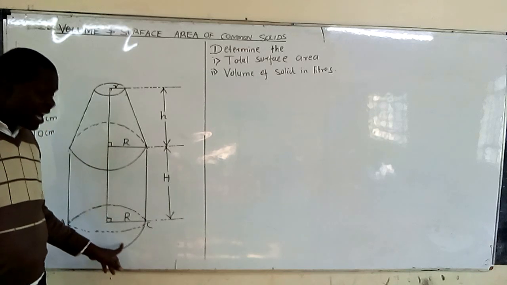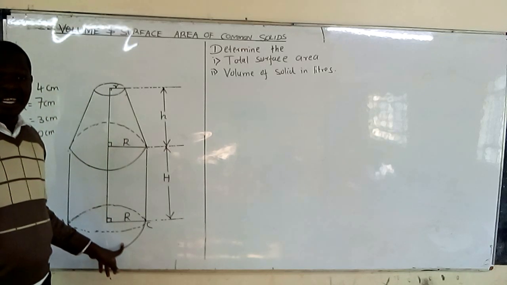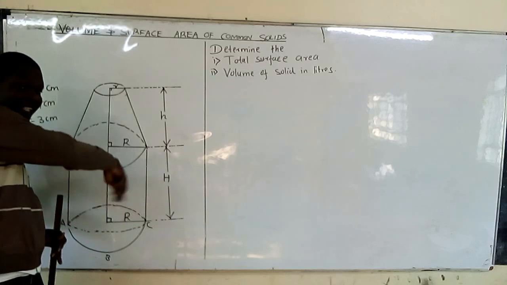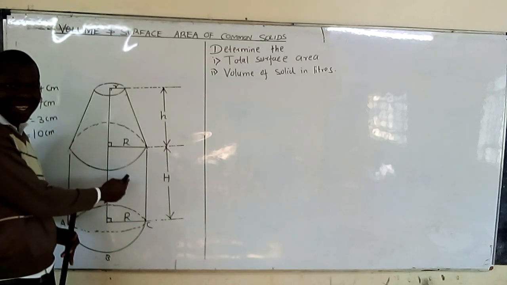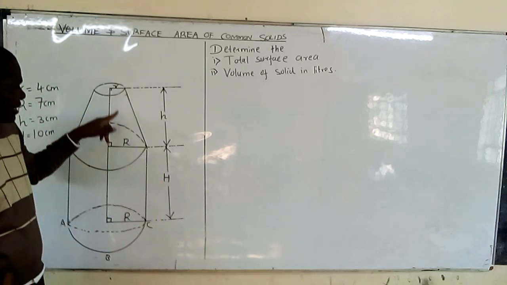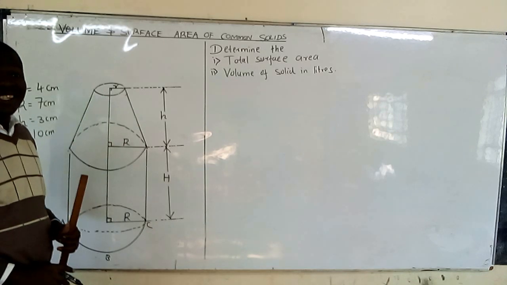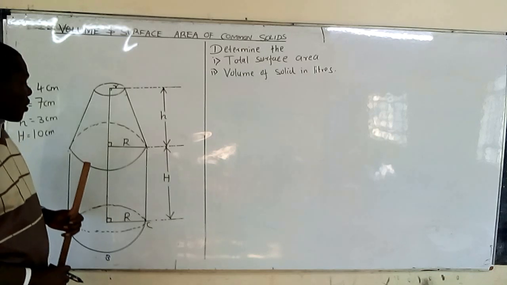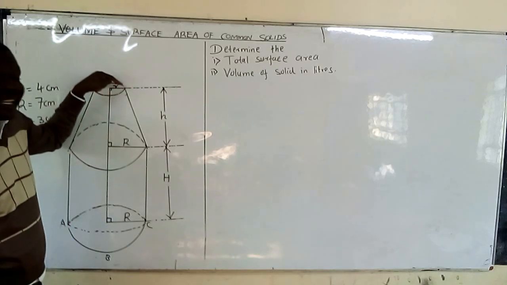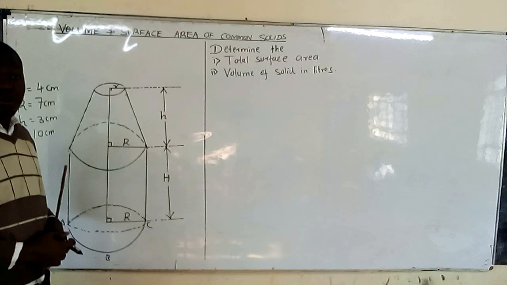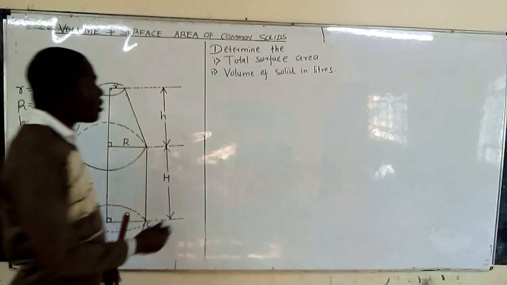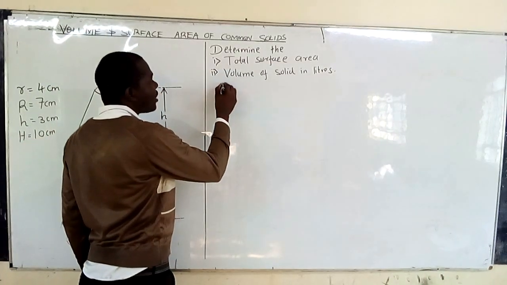The surface area of the semispherical base, then the curved surface area of the cylindrical part, then the curved surface area of the cone, then the surface area of the top, isn't it? So let us start with the bottom. We are now on the surface area.